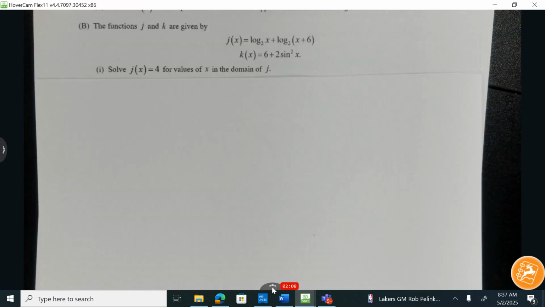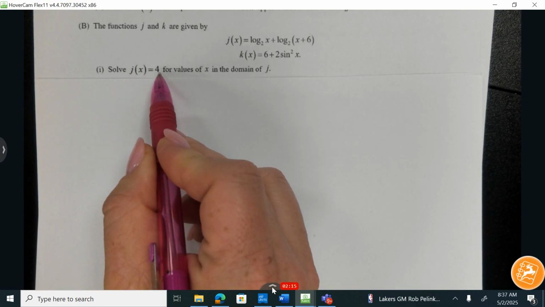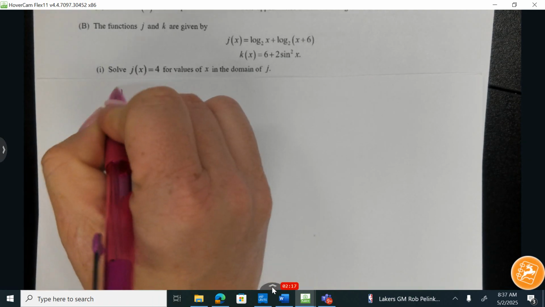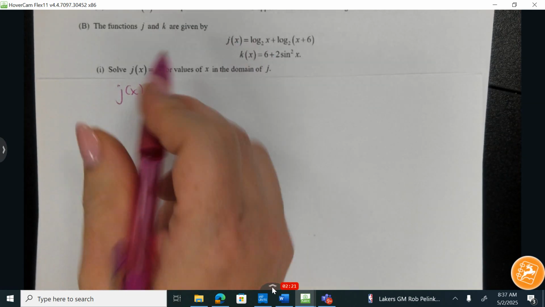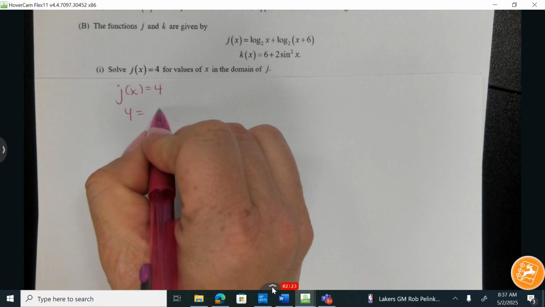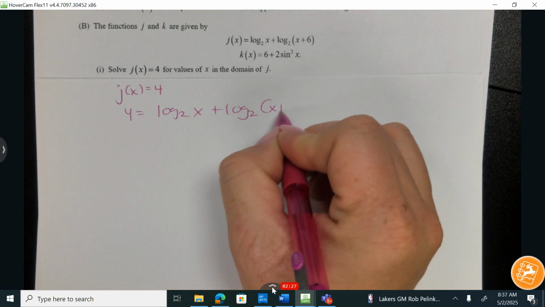Okay, we're moving on right now to part B of this first practice question. So in part B, we want to solve when j of x equals 4. So I'm going to write down all my steps here. So j of x equals 4. Now I'm going to replace j of x with the value of 4. So 4 equals log base 2 of x plus log base 2 of x plus 6.